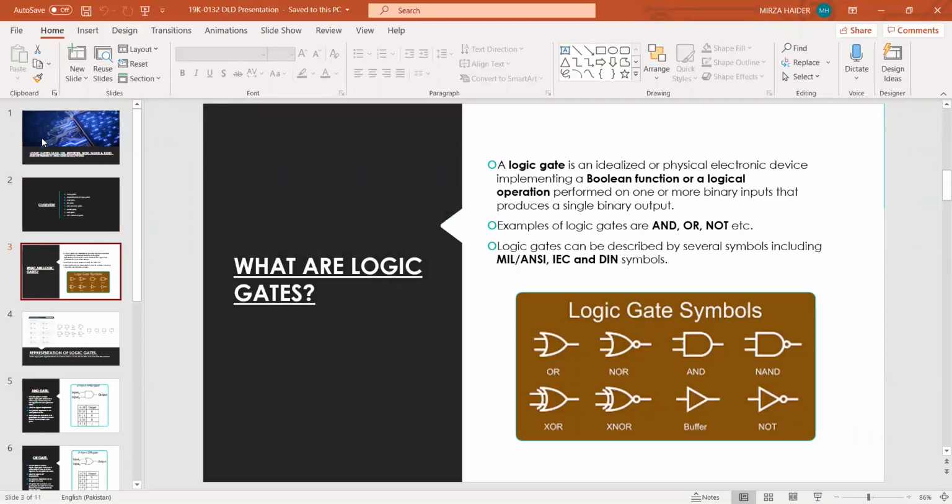Well, a logic gate is an idealized or physical electronic device implementing a Boolean function or a logical operation performed on one or more binary inputs that produces a single binary output. Such examples of logic gates are AND, OR, NOT, NAND, NOR, XOR, etc. Logic gates can be described by several symbols, including MIL slash ANSI, IEC, and DIN symbols.